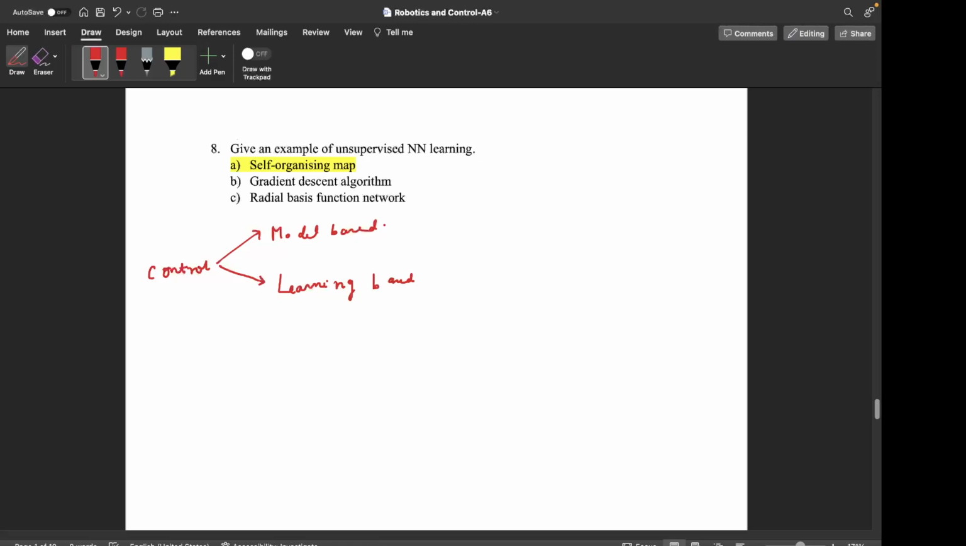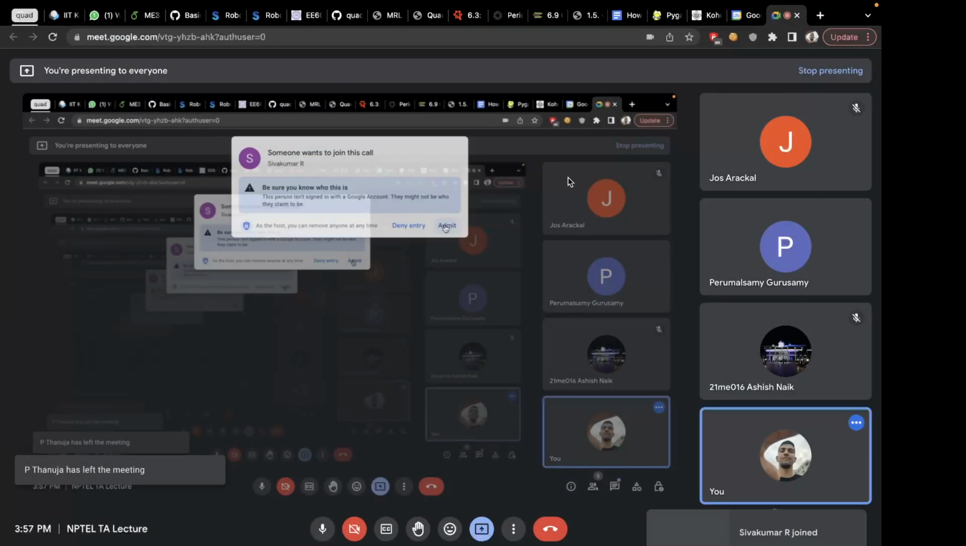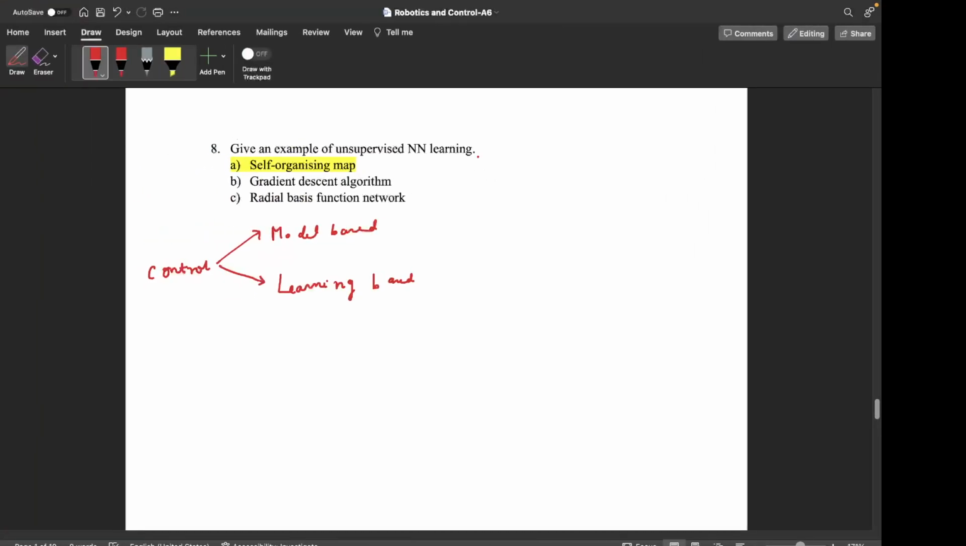So here also in the lecture it has been shown that KSOM based kinematic control of exoskeleton. So what is KSOM?